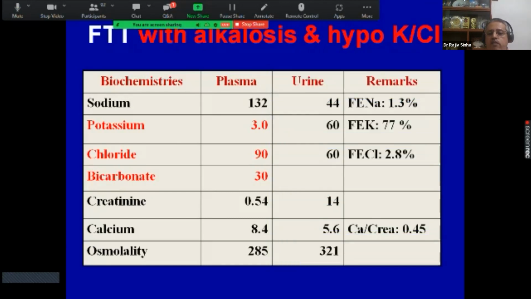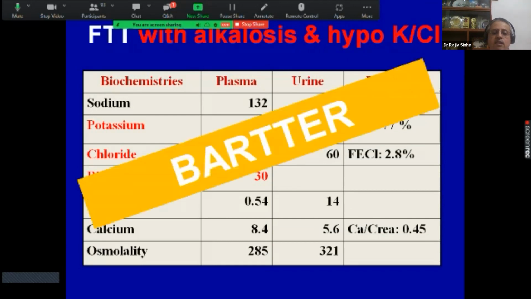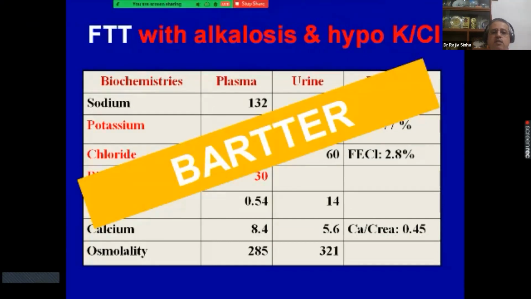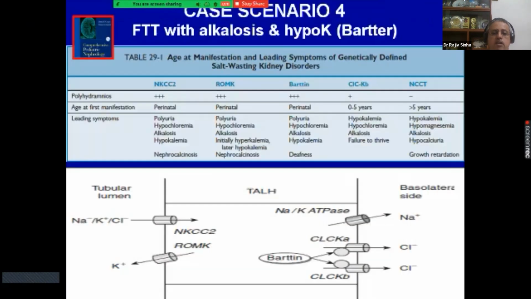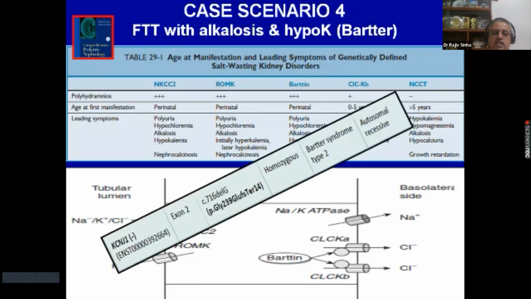The evaluation of the urine shows that the child is losing everything, including potassium, chloride, and calcium, and we are already having the diagnosis, as was previously explained by our previous speaker, the Bartter syndrome. I'll skip the slide on the Bartter because it has been quite elegantly explained by Sriram. But our particular child was having a KCNJ1 mutation.